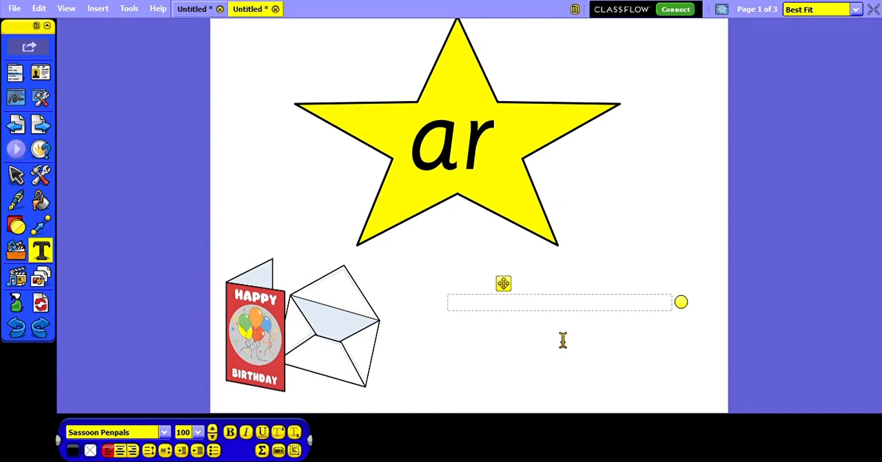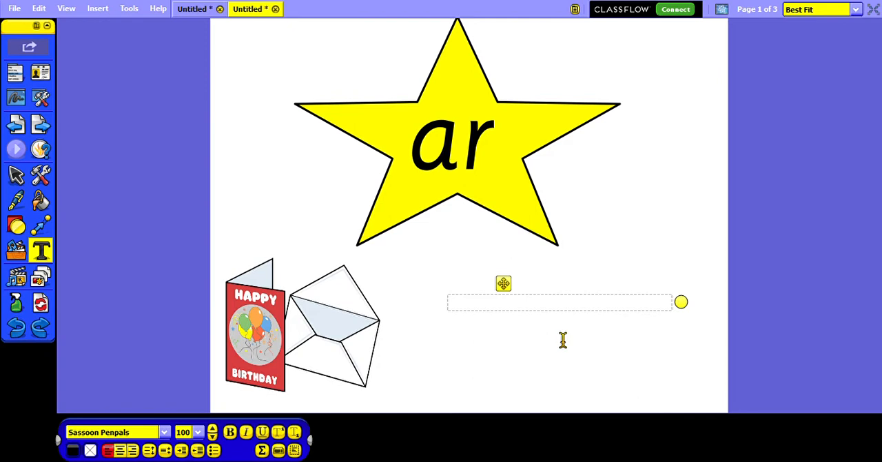Okay, Mrs. Butcher's Phonics group, we are going to spell AR words today. So the AR grapheme is made from an A and an R, those two friendly letters joined together to make the AR phoneme. Can you say that sound with me? AR.